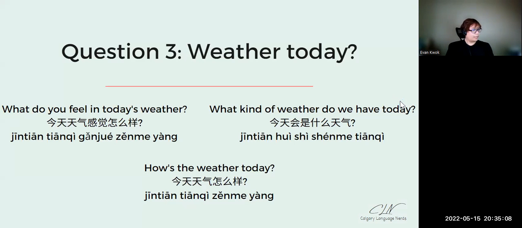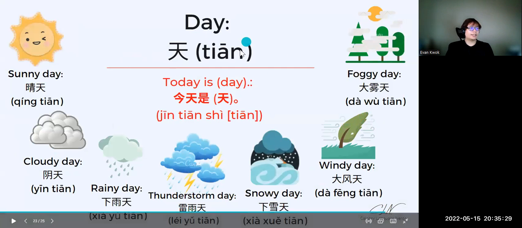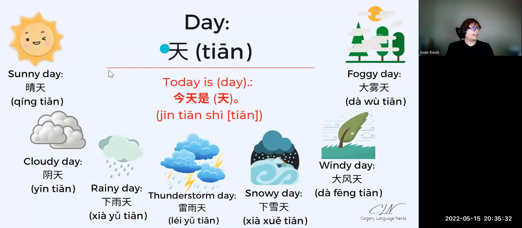To summarize the day, like how's the weather today? We can just say 今天天气怎么样. 今天 again is today. 天气 is the weather. 怎么样 is like how is it, right? So 今天天气怎么样 is how's the weather today. And we can use the day to summarize what the day will be like. Again, a lot of these are similar to the events, but we'll just put a 天 at the end. That means for the majority of the day it's going to be this type of weather.